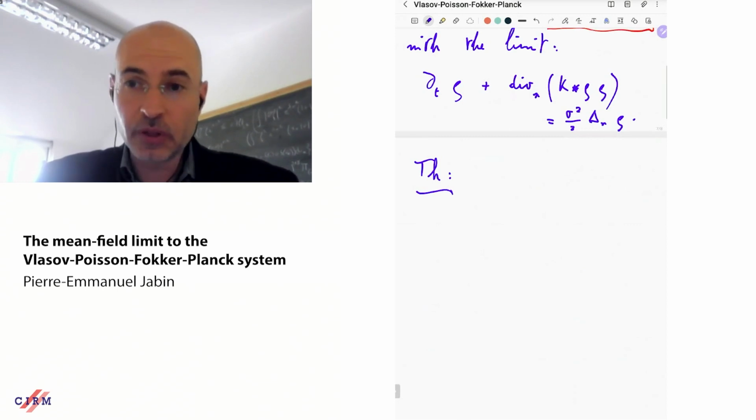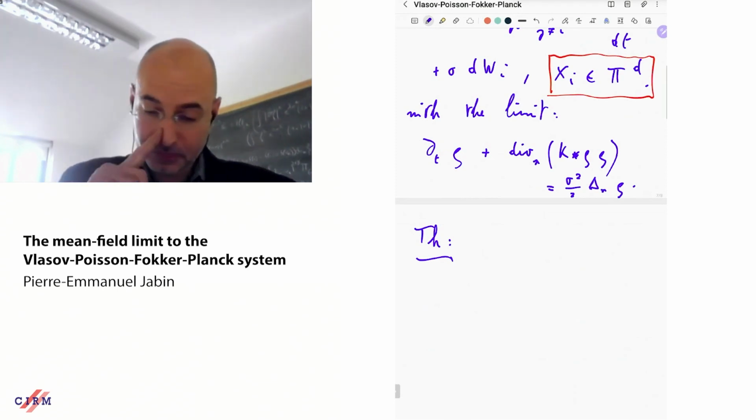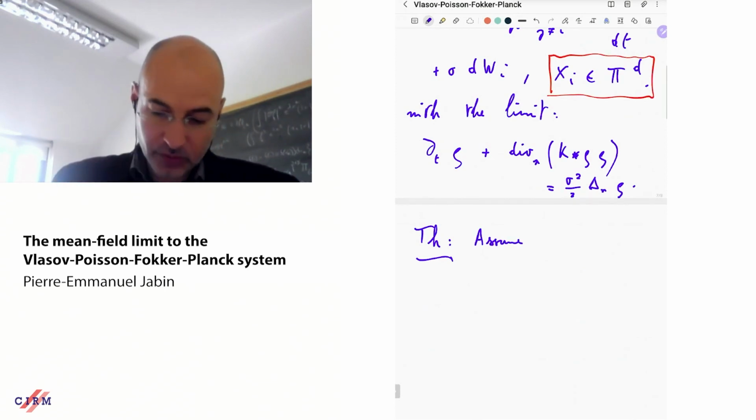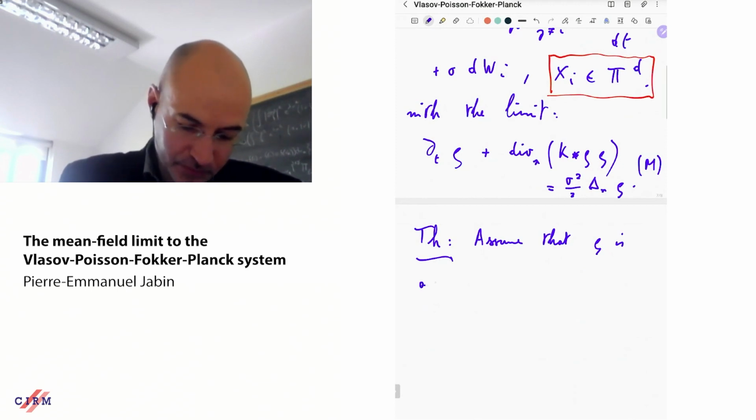And what I'm going to claim is that in a case like that, you always have the mean field limit, except for attractive singular gradient flow. Any other case, any model basically that you can give me, I can show the mean field limit. So let's call this M for macroscopic. So I'm going to assume that rho is a smooth solution to M.